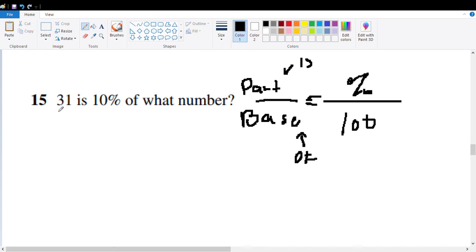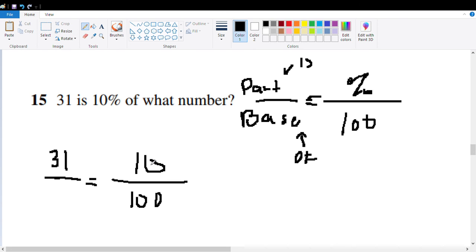So now let's start replacing. It's still going to be 100 here. So let's start with 31. 31 is, so that means it's near part. So it's going to be on the top, and 10% is a percentage, so that means it's going to be right here. And then of what number? So our missing number is of our base, so that means that's our x. Now what do we do? Hey, that's a proportion. This is like topic number 10 on the previous video.